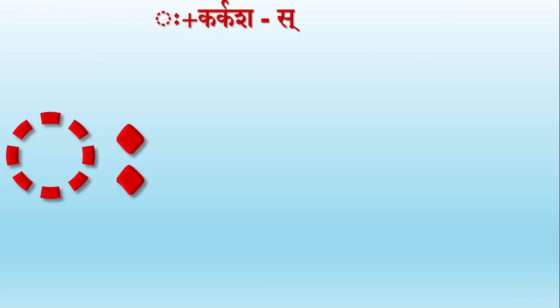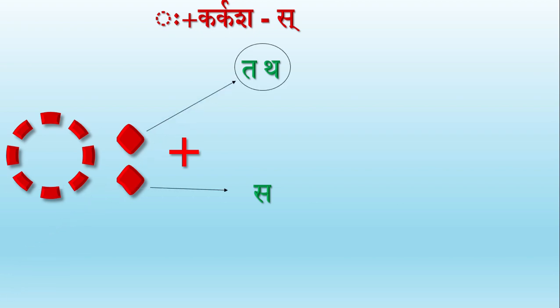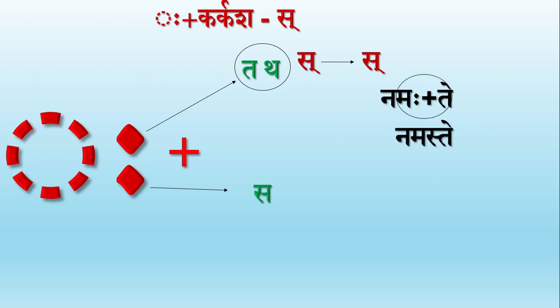So now we are left out with only Ta, Tha and Sa. This is very simple. Here Sa enters without any modifications. For example, we have got namaha plus te. In case of Ta, Tha and Sa, it remains the same. So even in this example, visarga must be replaced with Sa. So our samasta padam becomes namaste.